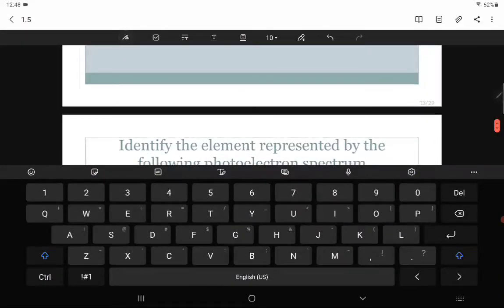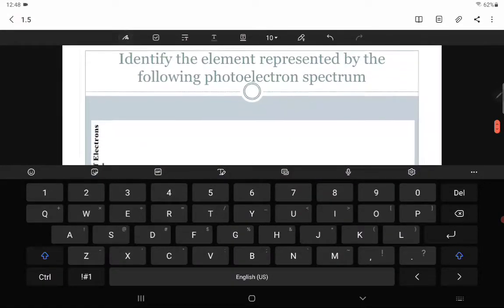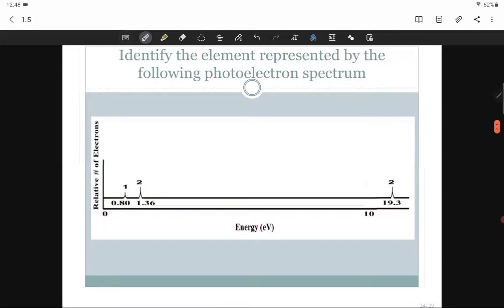Let's practice that again. Identify the element represented. Okay, so again, they did give us some numbers. So you've got 2, and you've got 1. That equals 5 electrons. The fifth element on the periodic table is boron. This would be 1s2, 2s2, 2p1.